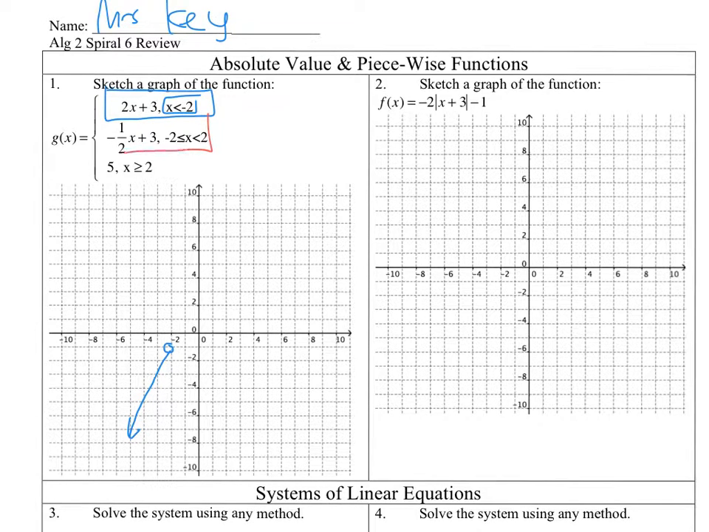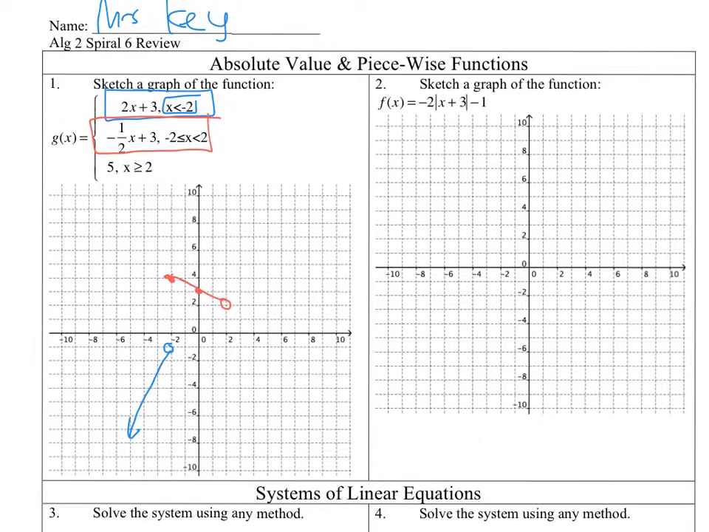Next line is this little guy. Same idea, we go to (0, 3), down 1 over 2, down 1 over 2, and I can go backwards also and make that line. But then I want to cut off the parts that I don't care about. So anything less than negative 2, anything bigger than 2, I want to get rid of. And then I have to worry about the dots. At negative 2, I'm going to have a solid dot, and at positive 2, I'm going to have an open dot.